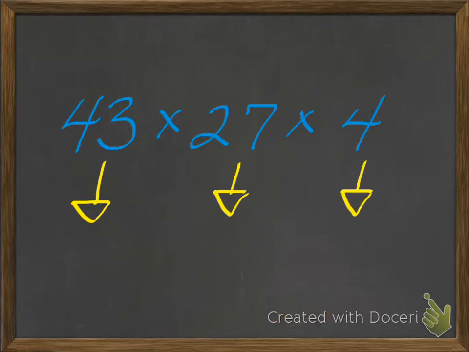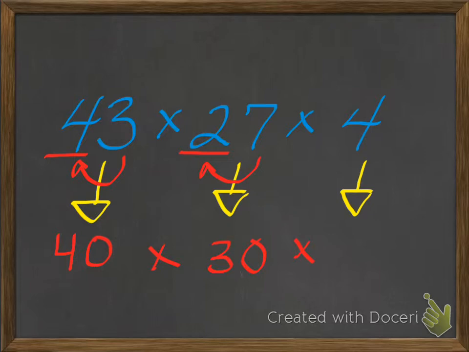Let's try this one. 43 times 27 times 4. So I'm going to find either rounding or find compatible numbers. So I'm going to round this down to 40. I'm going to round that to 30. And the number 4, I can probably leave the same. I might have to change it to 5 to make it easier to multiply. Maybe it'll be okay. Let's try this.